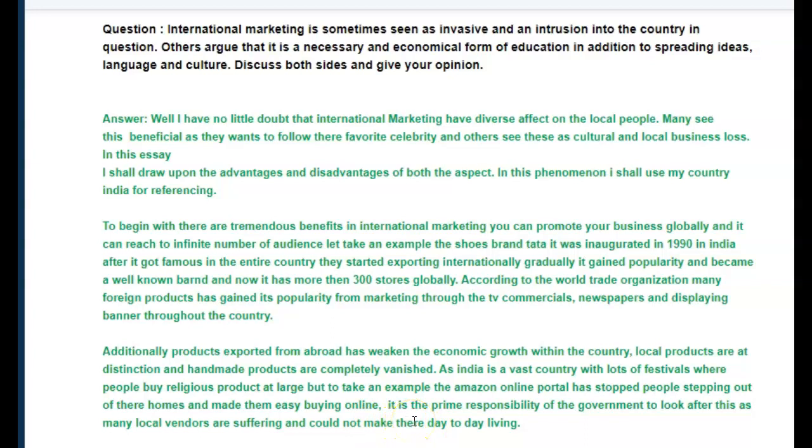All right, again, I don't think this is relevant. How is Amazon an example of international marketing and how it's invasive and intrusive? Remember that we're talking about international marketing, not trade. This is very important. Even though they're related, they are not the same thing. You talked about these religious festivals, and then all of a sudden you started talking about Amazon. So in terms of coherence and cohesion, there is no clear link between these ideas. All right, so all of this needs work.